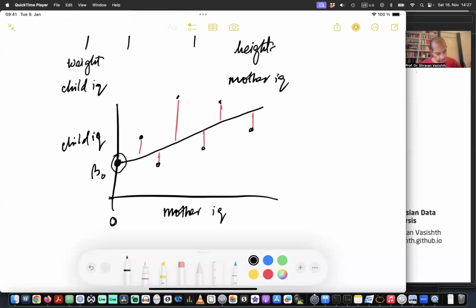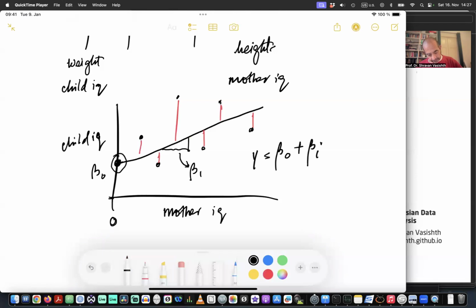And the slope dy over dx, right? That slope would be represented as beta 1. So what the model says is that the child's IQ, that is y, is a function of some average IQ when the mother's IQ is represented as 0, which is of course nonsensical, but technically that's what it would mean.